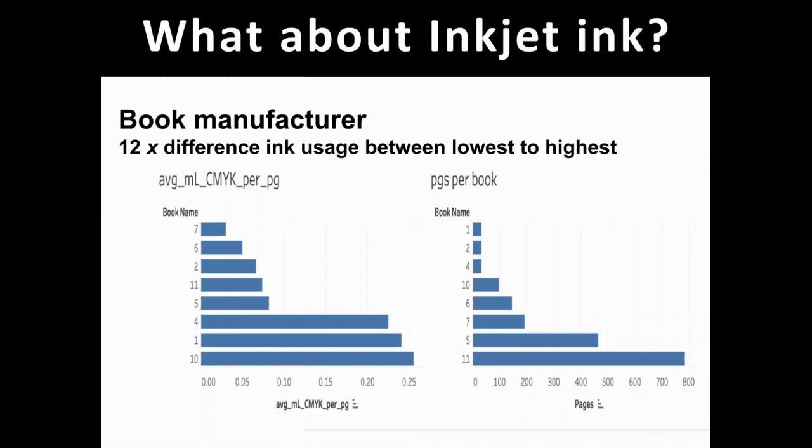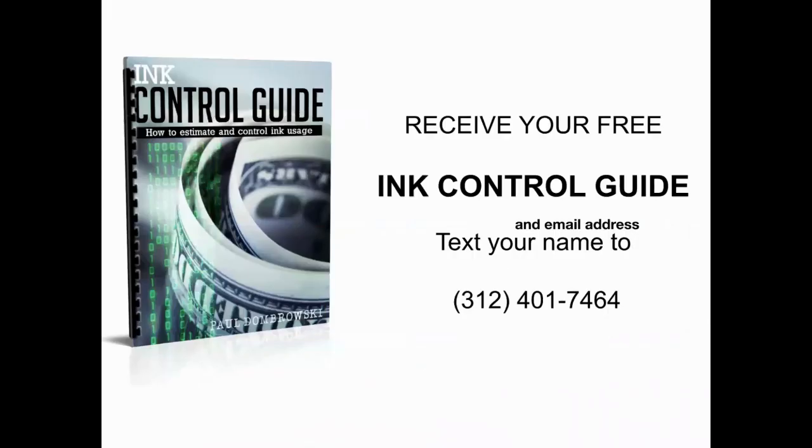A busy 90 million page a month press will consume $1 million to $2 million of ink a year, depending on the Inkjet module in the press. I've done a lot of work in this area, and you can get useful insight into controlling your profitability with my ink control guide. If you just text me your name and email address, I'll send you one.